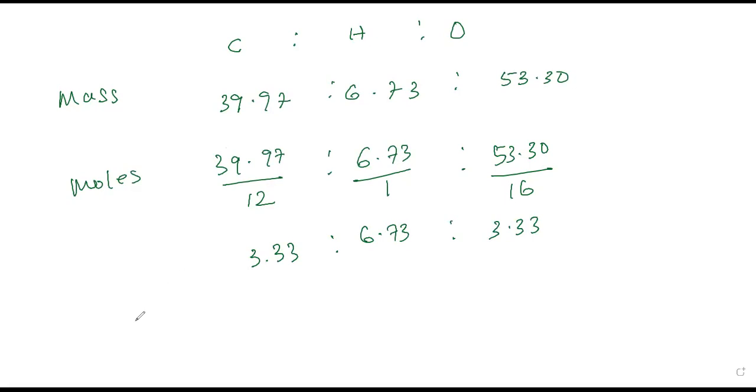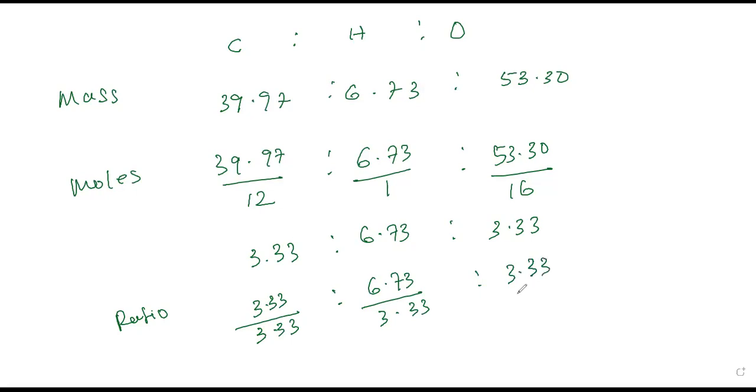You have to find the simplest ratio. For that sake, what you want to do is divide each value by the smallest number. Here the smallest number is 3.33. So I have divided all by 3.33. Now we have found the ratio. This is 1 is to 2 is to 1. So you can write CH2O. This is your answer, right?